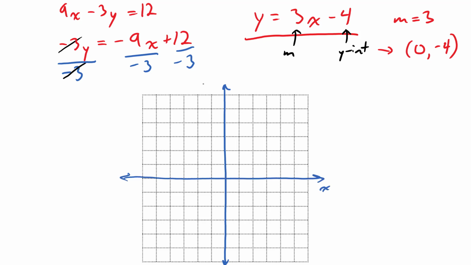Label my axes, x and y. Put my scale on here. I have to go to minus 4 as my y-intercept, so I want to make sure that that point will appear. Let's just do our standard 1 unit is 1 box.